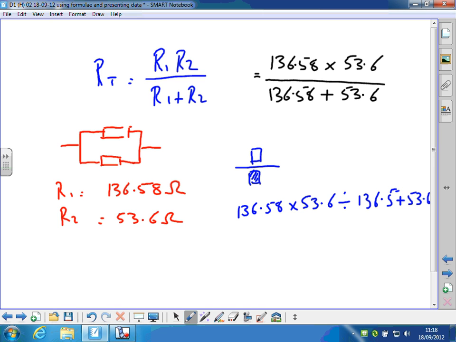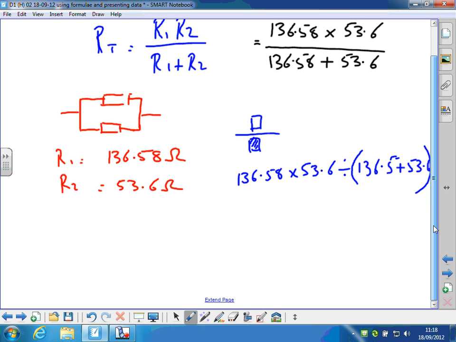So if I'm going to do this, I've got to make sure I put a bracket round the bottom bit. If you're going to use this button, you don't need to worry about that, because you've automatically got one over the other. But if you've not used something like this, remember the bottom bit needs to go in a bracket. So that's the sort of thing I do on the calculator.